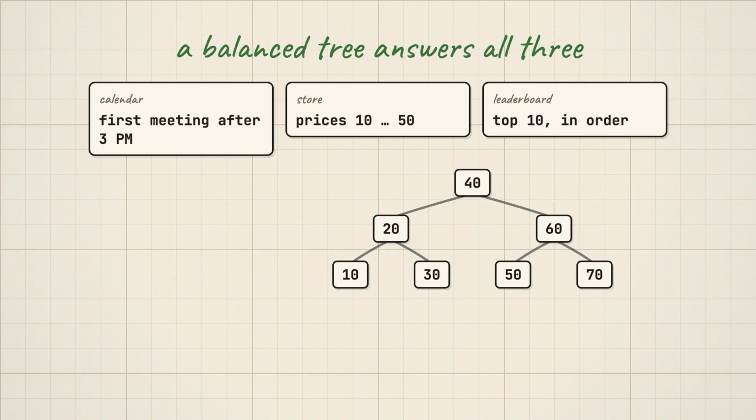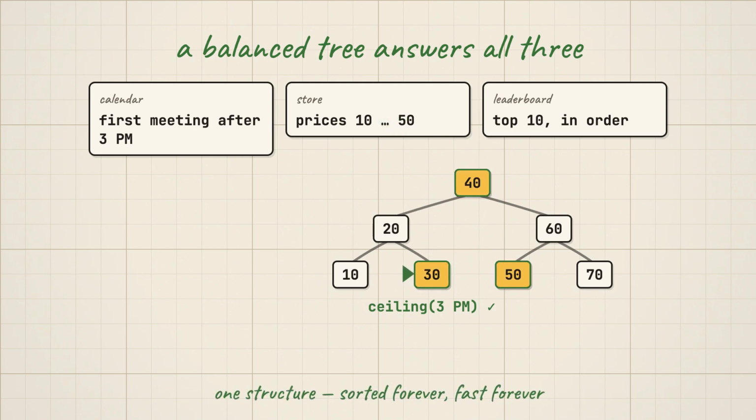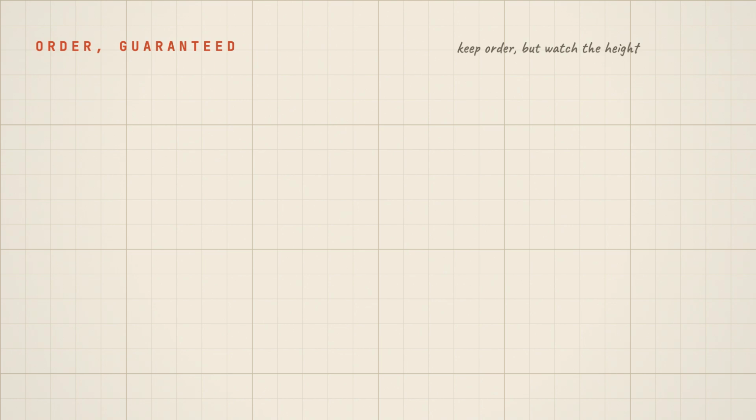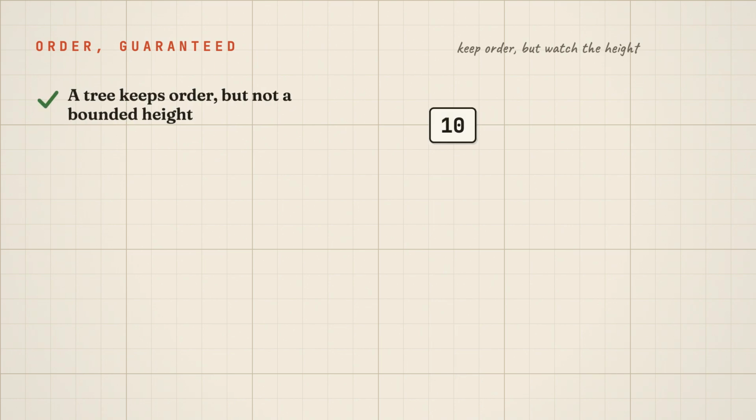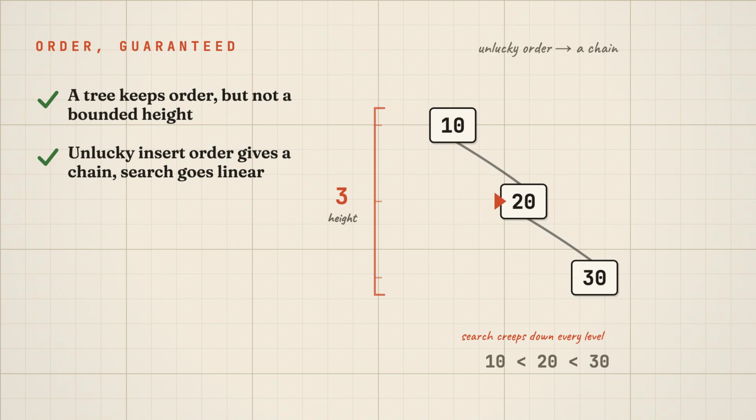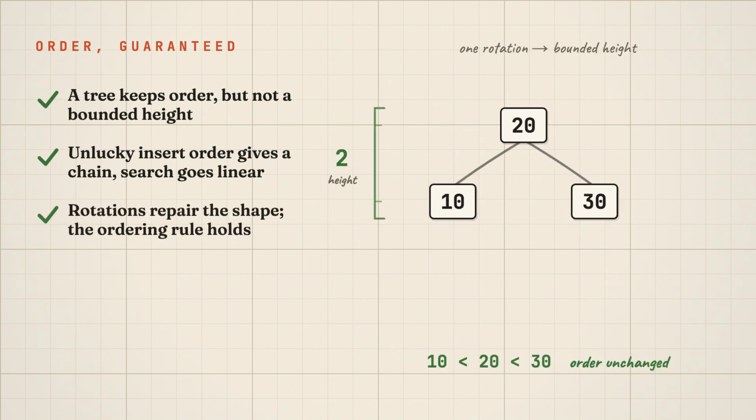A balanced tree can navigate directly to the relevant part of the order and then walk through the answers in sequence. It stays sorted while still providing logarithmic search, insertion, and deletion. A binary search tree keeps keys ordered, but by itself it does not control its height. An unlucky insertion order can turn it into a chain and make search linear. Rotations repair the shape without breaking the ordering rule.